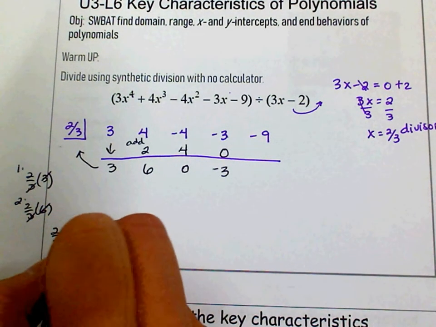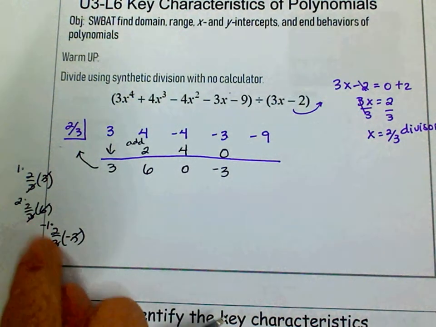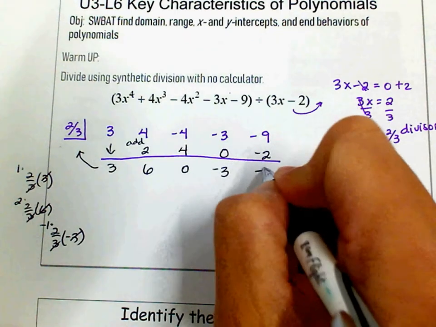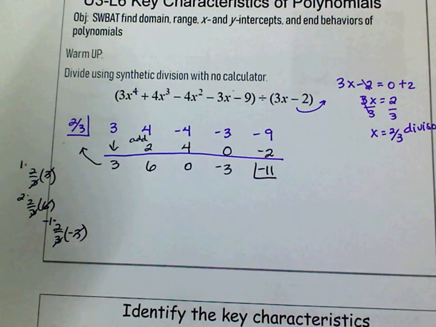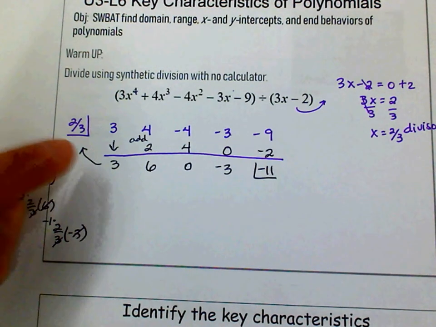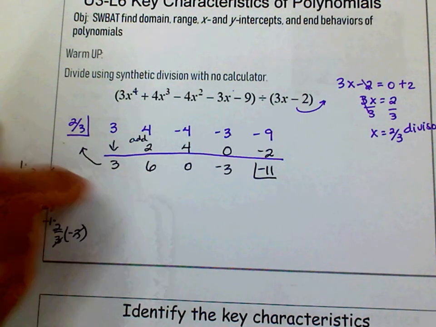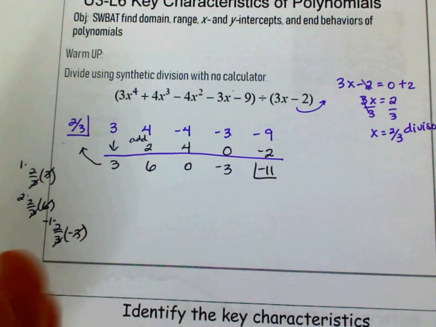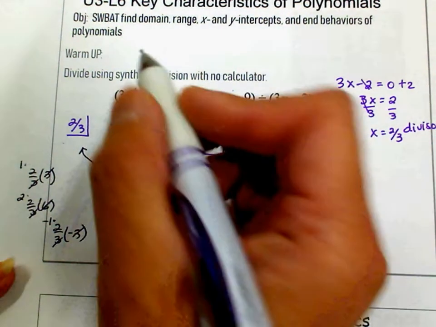2/3 times -3. -3 divided by 3 leaves you -1. -1 times 2 is -2. Therefore, your remainder is a -11. Okay? So, you multiply and you add, and you repeat the column. Multiply, add until you get to the very end. How you have it written is very important. Make sure it's orderly, because otherwise it's going to mess you up.